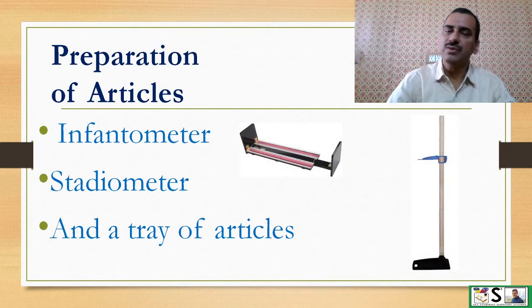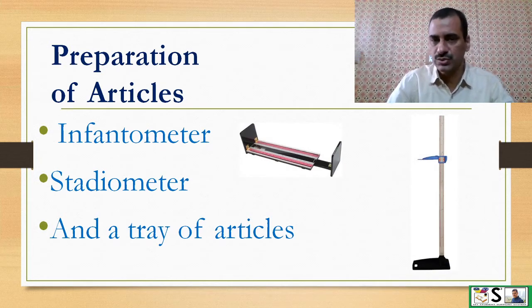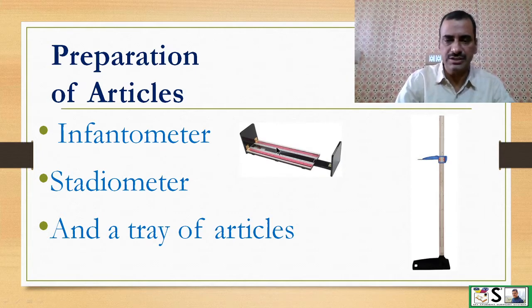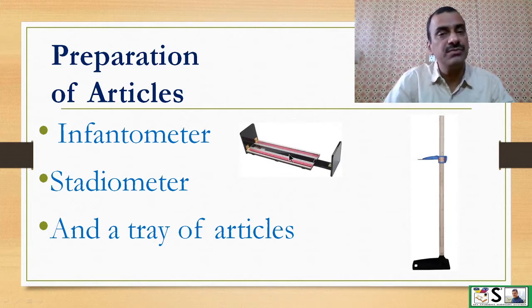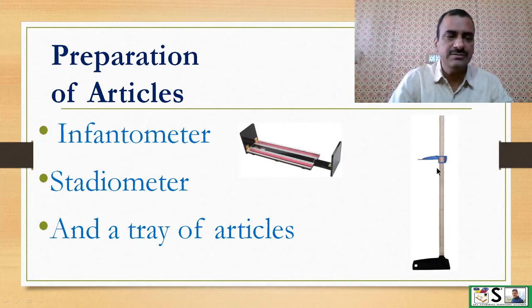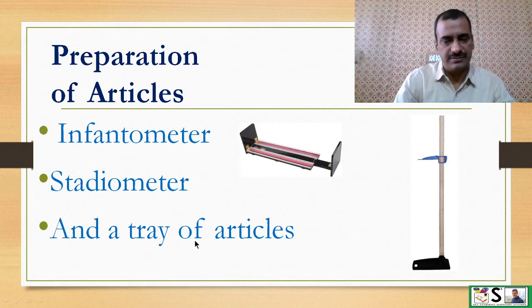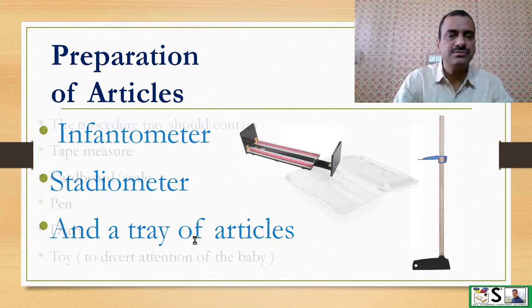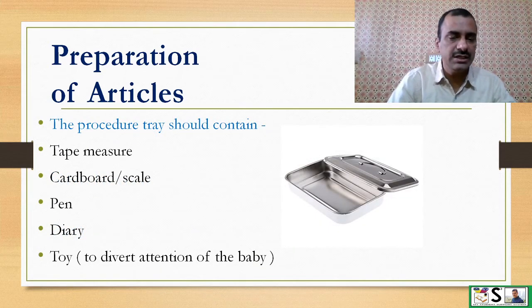First of all, preparation of articles. What articles should you have? Infantometer. This is an infantometer. We can measure the length of an infant. Then a stadiometer to measure height of the child, and a tray which contains articles. This tray should contain a tape measure, cardboard and scale, pen, diary, and a toy to divert the attention of the child.